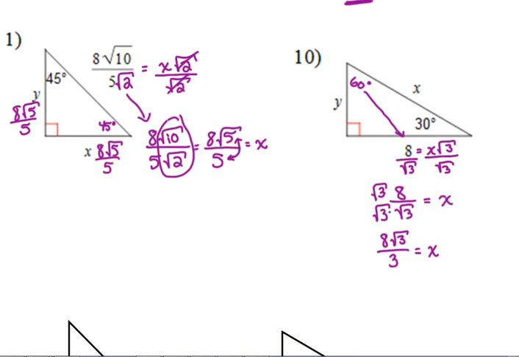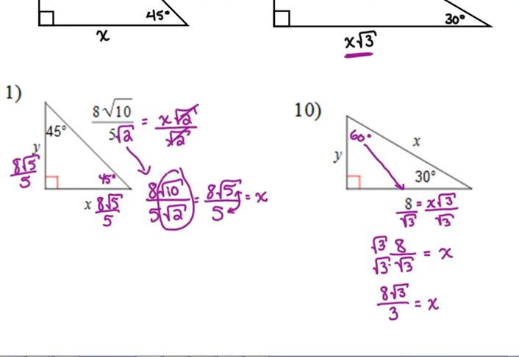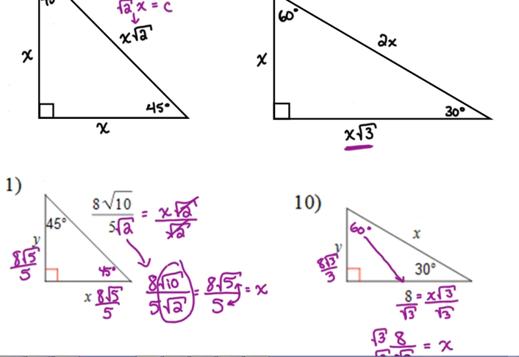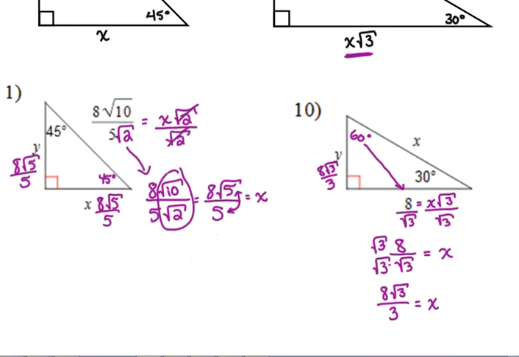Well, the side across from 30 is our x. So the side across from 30 is 8 square roots of 3 over 3. So y is 8 square roots of 3 over 3. The hypotenuse is 2 times that x. So when we multiply 2 times 8 square roots of 3 over 3, that gives us 16 square roots of 3 over 3 for the hypotenuse length.